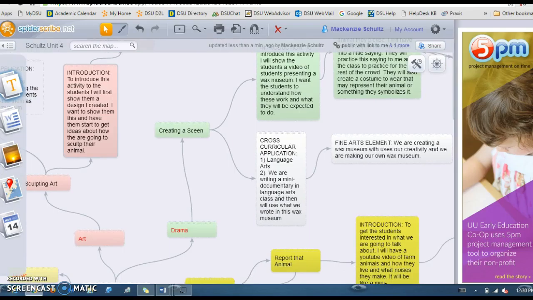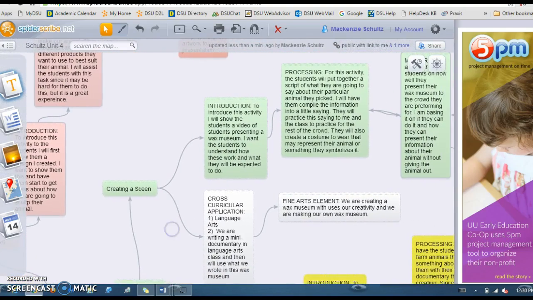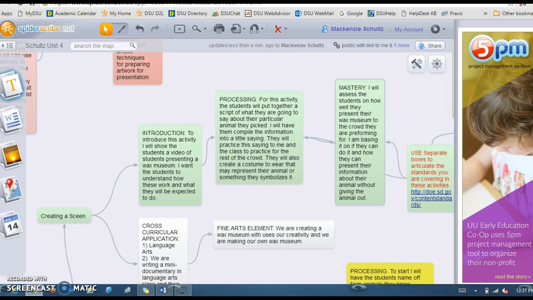So for drama, creating a scene. We're going to introduce this activity. I will show a short video of a student presenting a wax museum. I want the students to understand how these work and what they'll be expected to do. For processing this activity, the students will put together a script of what they are going to say about the particular animal they picked. So yet again, we're using what we talked about in language arts and social studies. I'll have them compile the information into a little saying, a little description of their animal.